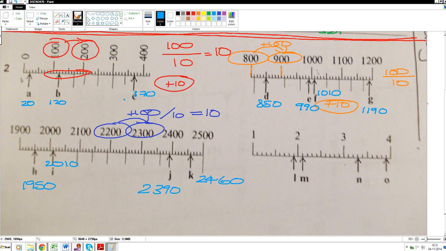And this one here, the next question, we have gone back to counting in 0.1. So L will be 1.9, M will be 2.1, N will be 3.3, and O will be 3.9. Okay, thank you very much, folks.